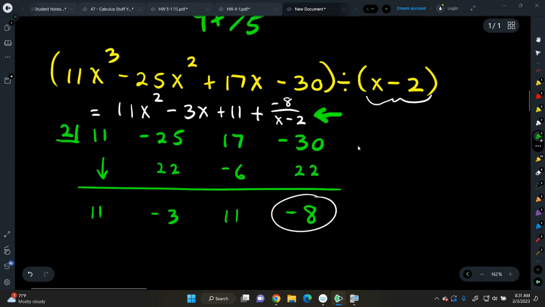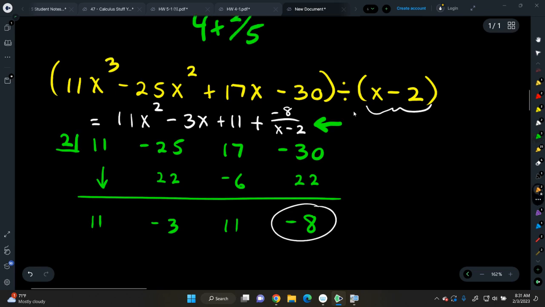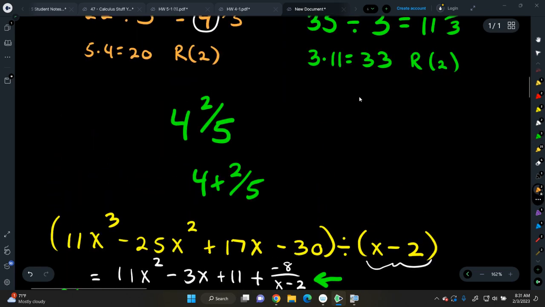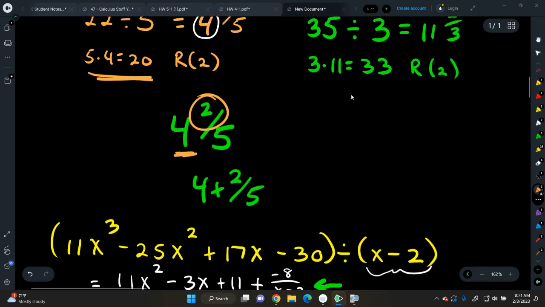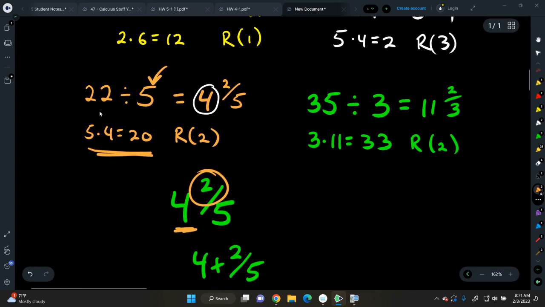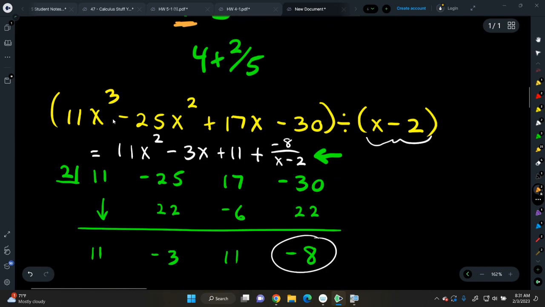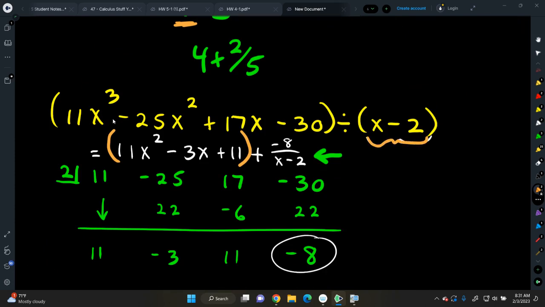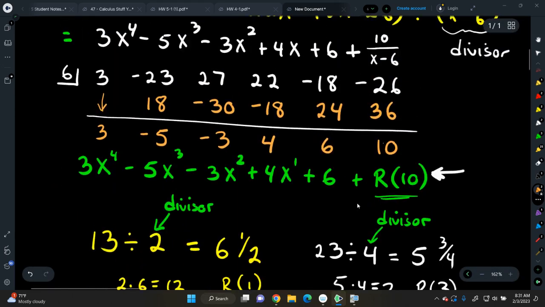So in other words, if I were to go the other way, if we wanted to check ourselves here, what did we do? 5 times 4 got us 20, and then we added the remainder, and that got us 22. That was what we were dividing. So if I wanted to check this, I would take this part without the remainder times x minus 2, and then I'd add the remainder. Let me go back up here to the shorter one and show you how that'll work.